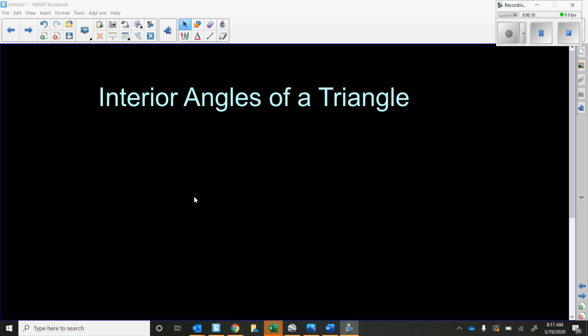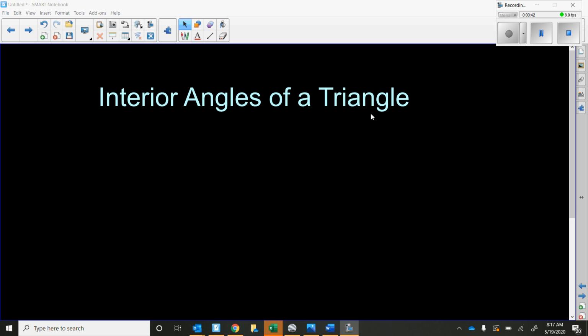I thought we'd talk today about the interior angles of a triangle. Now, if you watched the Math Antics video yesterday, this won't be completely new to you. If you didn't watch it yesterday, I really encourage you to go back to Google Classroom, find that link, and watch it today at some point. There are some things that they can just do so much better than I can with their technology.